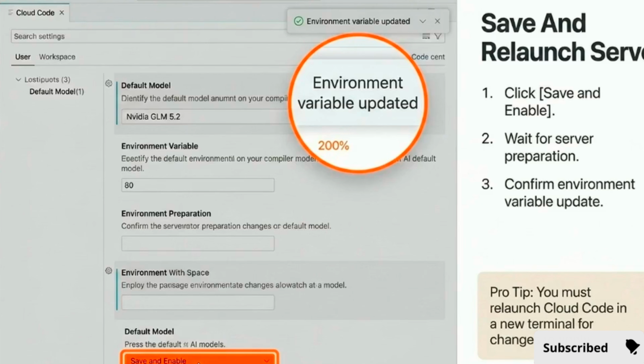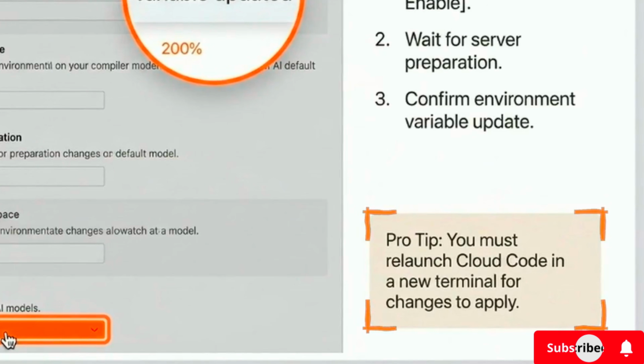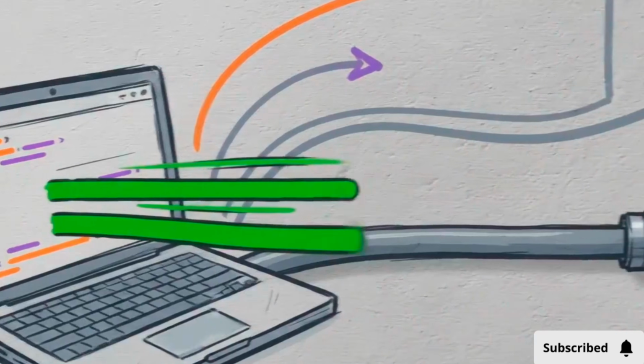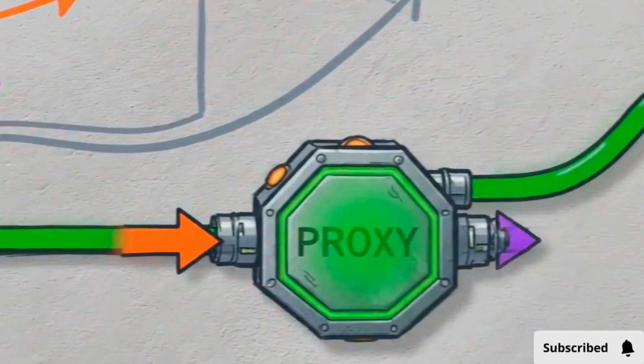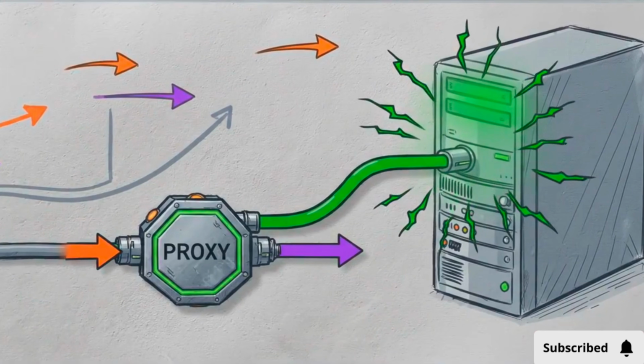To ensure these environment variables apply correctly, you must launch a new terminal or fully restart your server right now. The bridge is complete. Your editor is talking to the local proxy, and the proxy is talking securely to the NVIDIA cloud. Let's go ahead and test the connection.